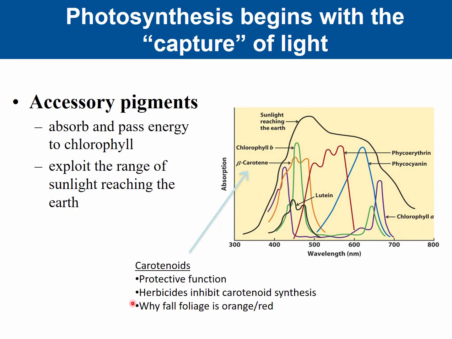The carotenoids have a protective function, to protect the plant from too much UV exposure, as well as from herbicides, chemicals that would inhibit plant growth. The way that some of those work is that they actually inhibit carotenoid synthesis, and so the plants die as a result. And again, this is also why fall foliage is orange or red, because those pigments will absorb the purple, the blue, and some of the green, but not the red, orange, or yellow.